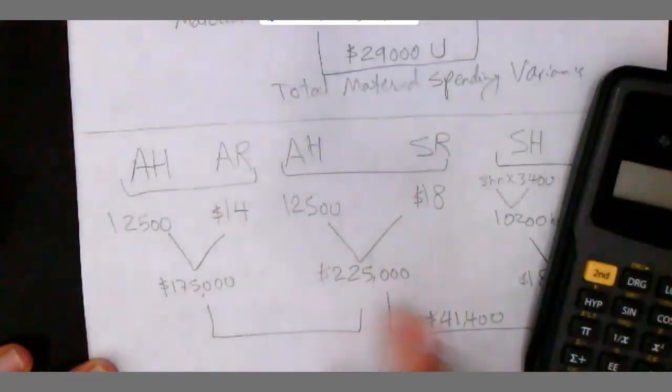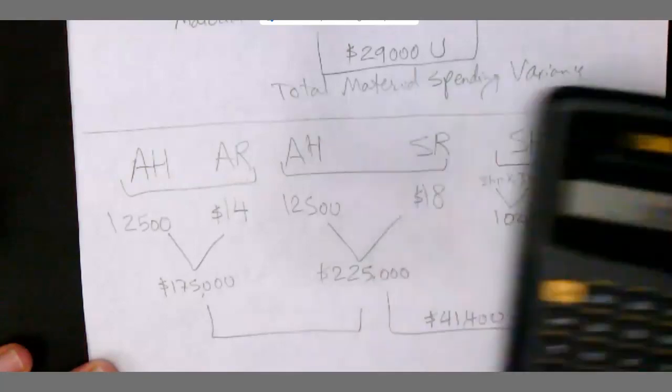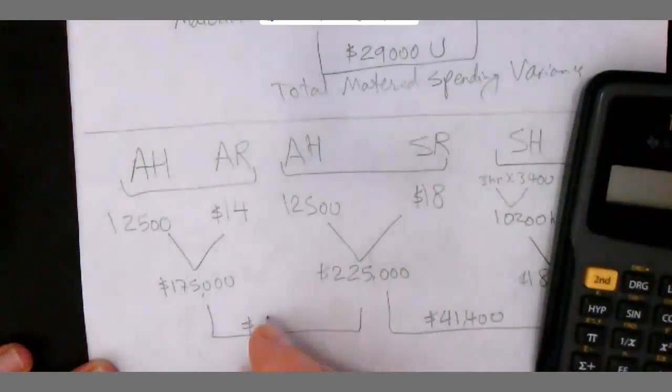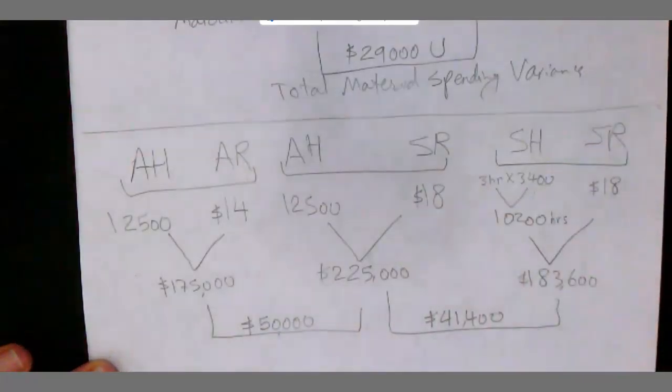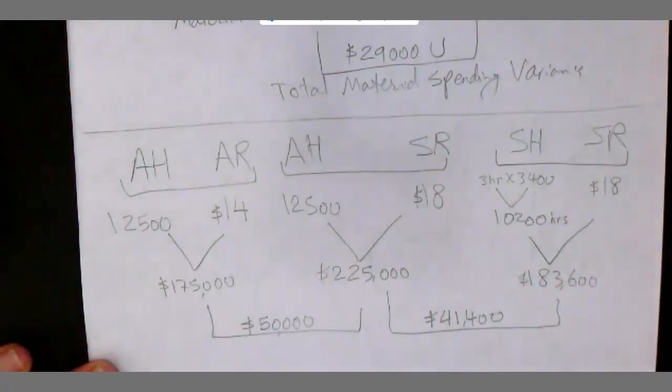The difference of these two is 225,000 minus 175,000. And that's $50,000 difference. Are we good up to here? Now watch. Very important, using those words all the time so you never make a mistake, okay?